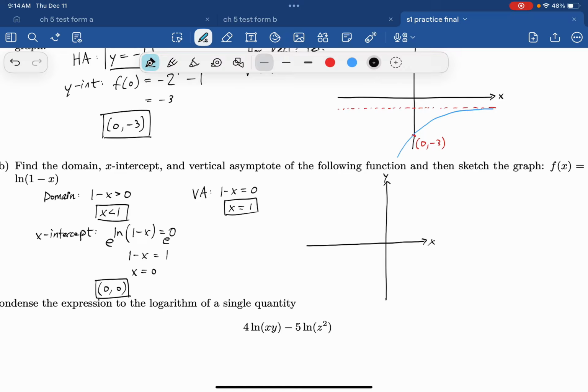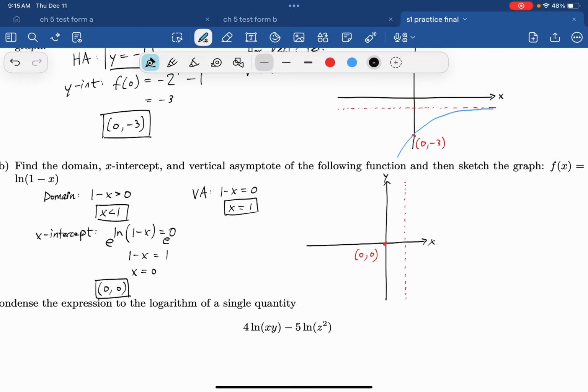So we're going to start by graphing the asymptote, I guess. So that's a vertical asymptote going through x equals 1. So we'll put that here. Now we're going to sketch the intercept, which is at the origin, the origin (0, 0). And so then we're going to think about what the shape of the graph is like, okay?